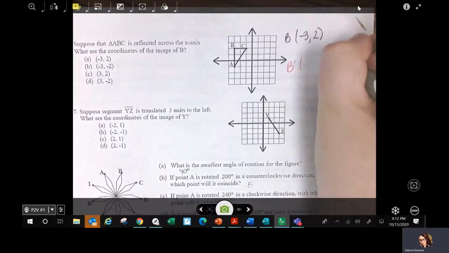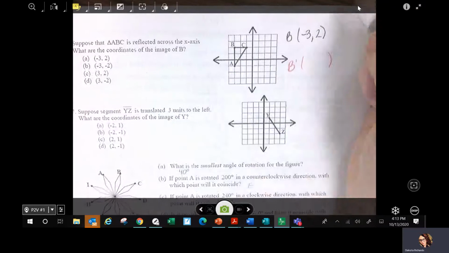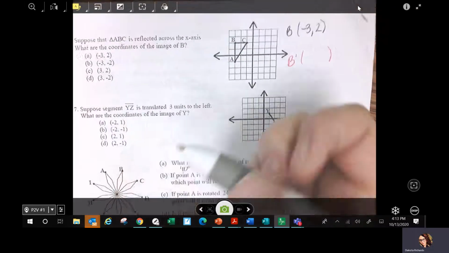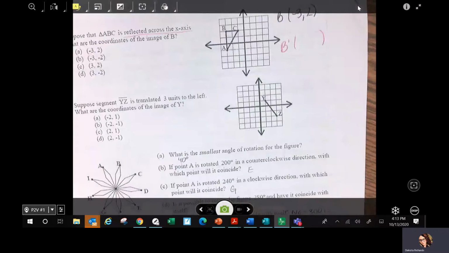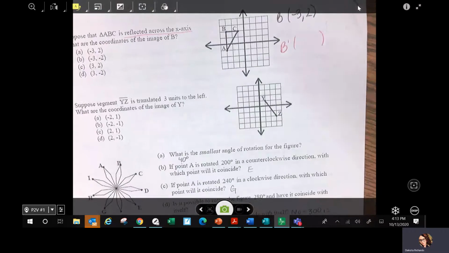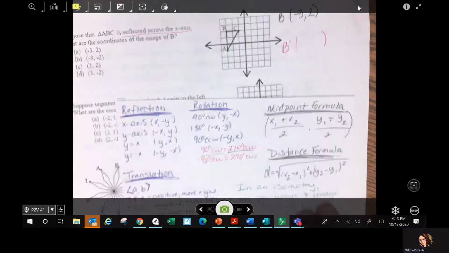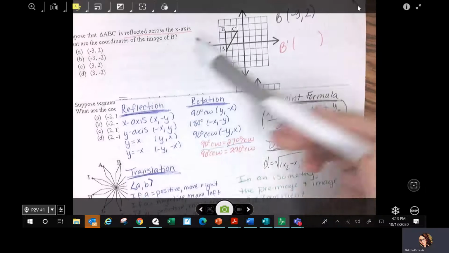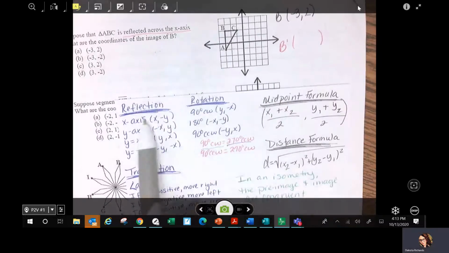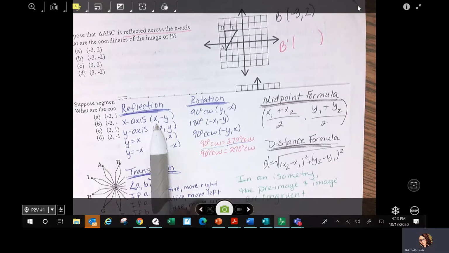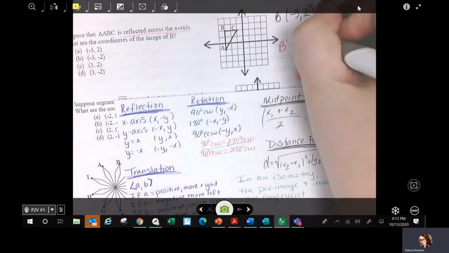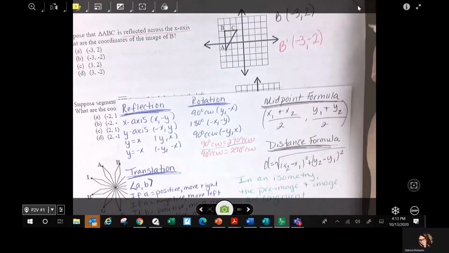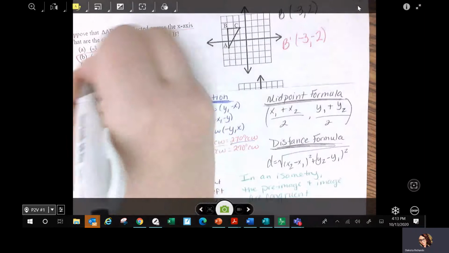So what is B prime? So if we take this, we apply the rule for reflecting across the x-axis. What does the rule say? If you don't remember, get out your handy dandy note card. So (-3, 2), if we're reflecting across the x-axis, x stays the same, change the sign on the y. So the x is going to stay the same, which is -3. Change the sign on the 2, that's going to become -2. Okay, so that was B.